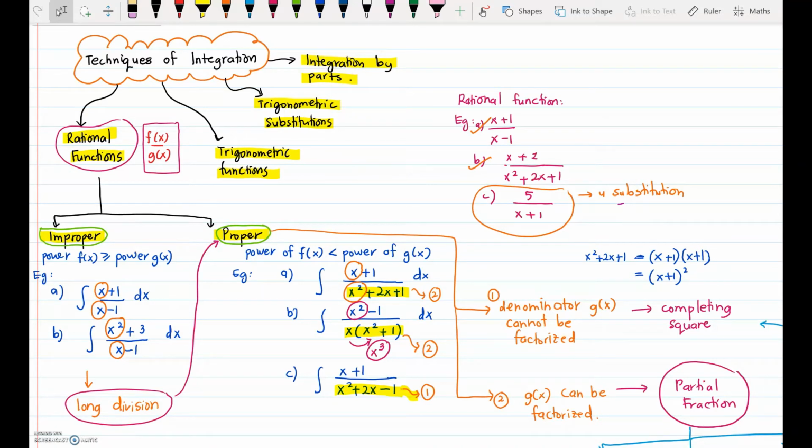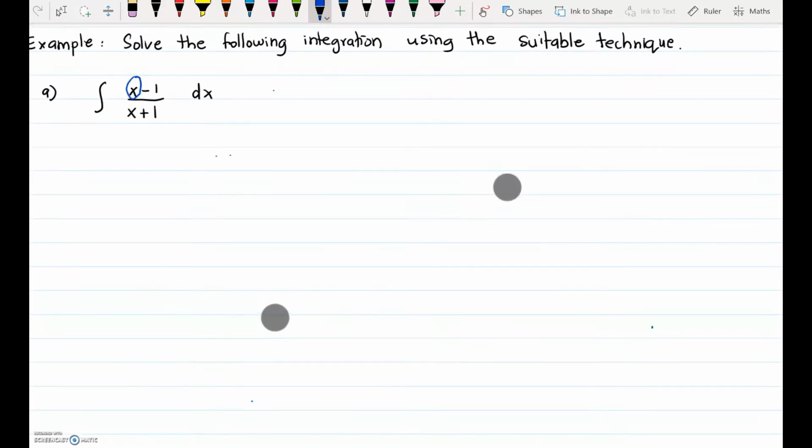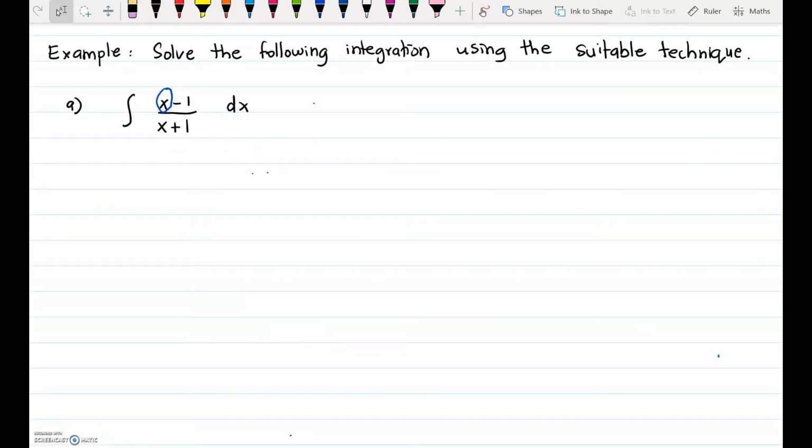Obviously what we have here is a rational function. For a rational function, you have to identify whether it is an improper or proper rational function. Look here, the power of x in your numerator is equal to the power of x in your denominator. That means it is an improper rational function. So what happens if you have an improper rational function? Yes, you have to change it into a proper rational function by using long division.